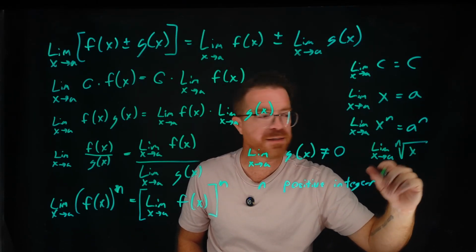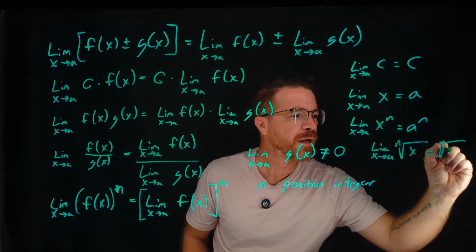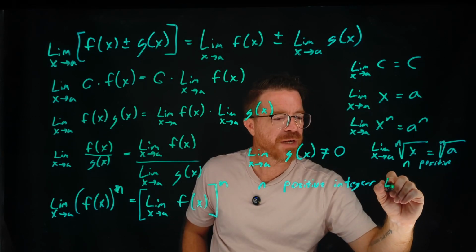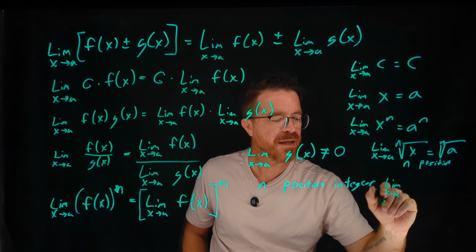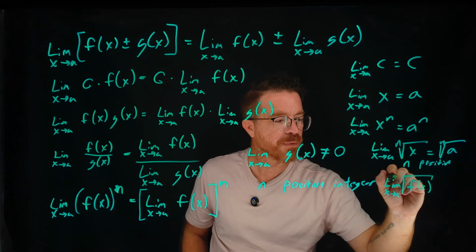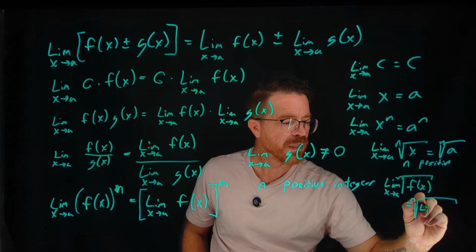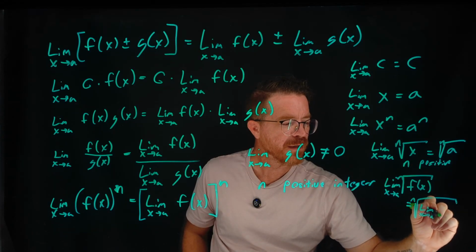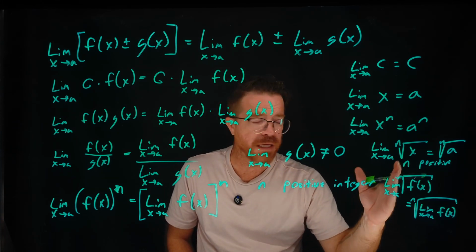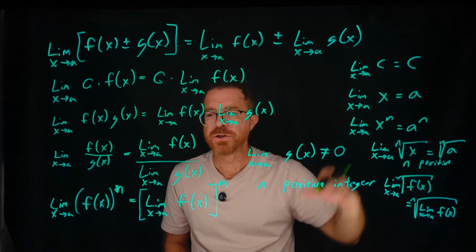We have the limit as x approaches a of the nth root of x, and just like before, this is going to be the nth root of whatever that value a is, where n has to be a positive integer. Just like before, if we have the limit as x approaches a of some function f of x and we're taking the nth root, this is the same thing as taking the nth root of our limit as x approaches a of our function f of x. And this is because, again, the nth root is the same thing as a function of x to some power, just like we did here.